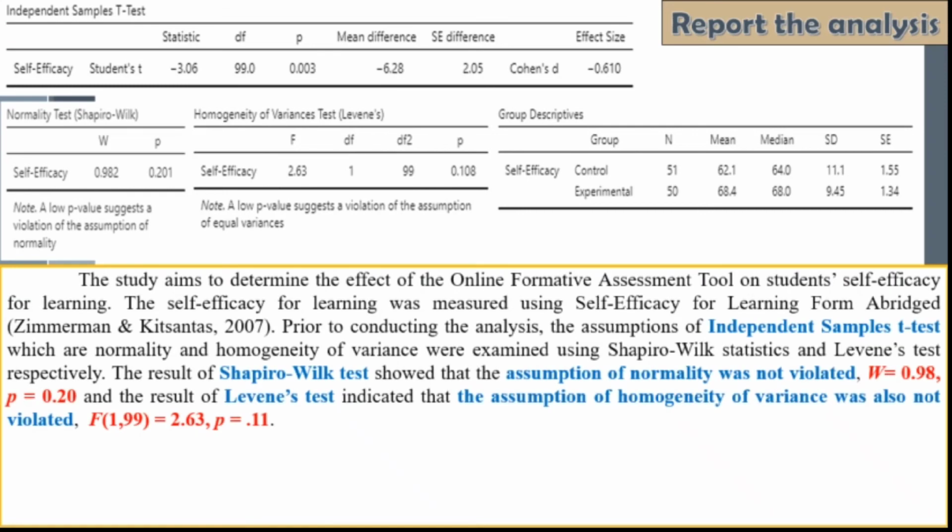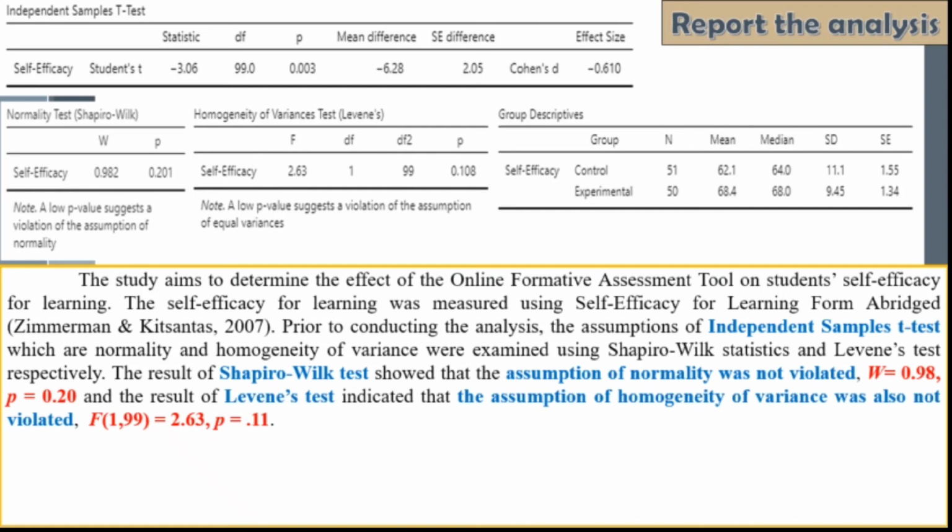The study aims to determine the effect of the online formative assessment tool on student self-efficacy for learning. The self-efficacy for learning was measured using the Self-Efficacy for Learning Form, Abridged, by Zimmerman and Kitsantas, 2007. Prior to conducting the analysis, the assumptions of independent samples t-test, which are normality and homogeneity of variance, were examined using Shapiro-Wilk statistics and Levene's test, respectively.